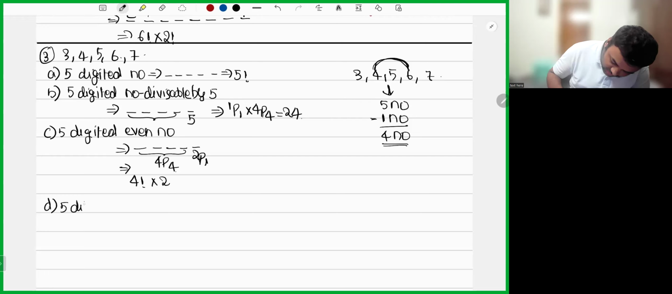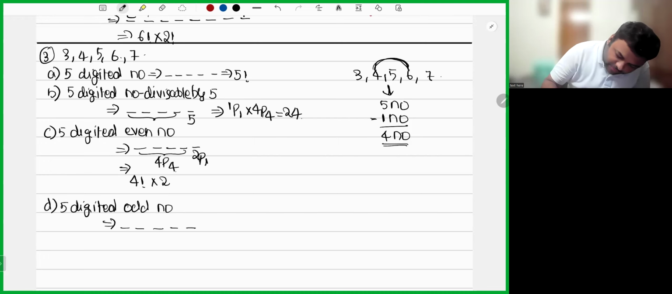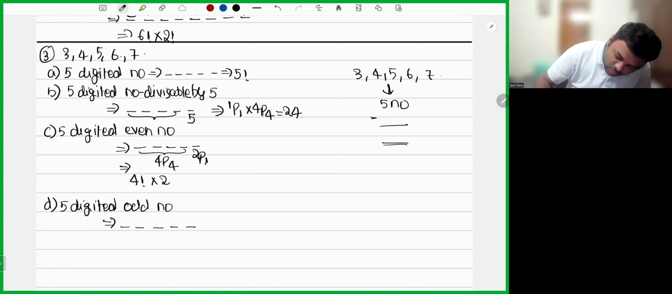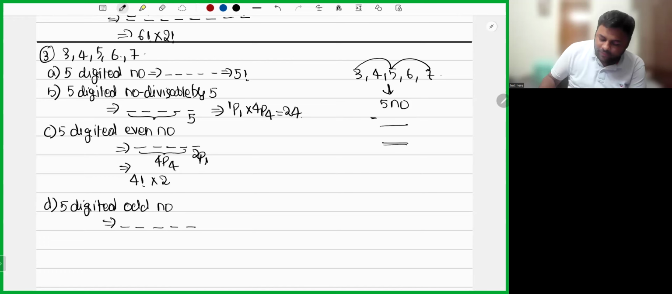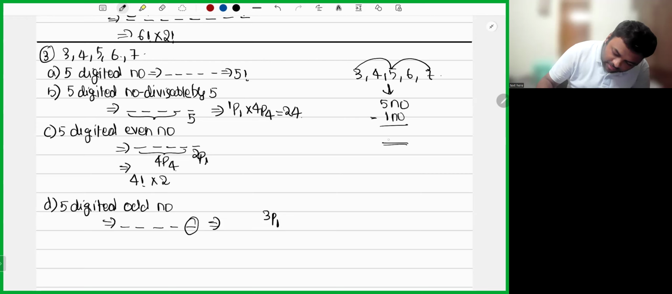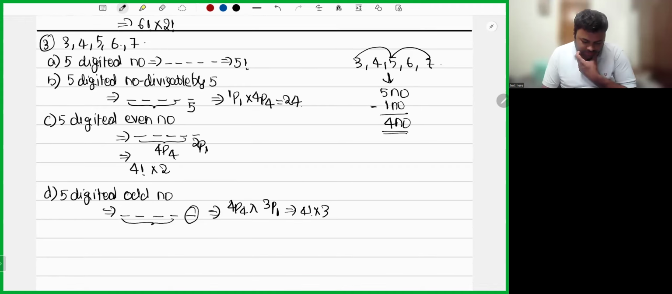5-digit odd number. 1, 2, 3, 4, 5. Now, how many odd numbers do we have? 1, 2, 3, odd numbers we have. One odd number I'll place here in 3P1 ways. So from 5 numbers, one number is completed. 4 numbers are left. 4 numbers can be kept in these 4 places in 4P4 ways. So 4 factorial into 3. Next.